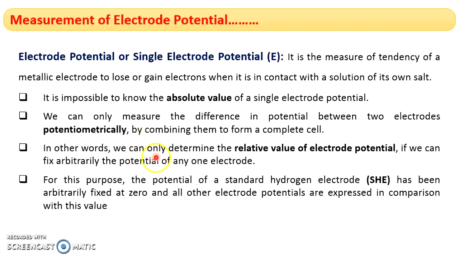In other words, we cannot find out the absolute value, we can only find out the relative value of electrode potential for a given electrode, and that too only when the reference electrode potential is known to us. It must be either fixed at 0 or its value must be known. So in this way we can find out the electrode potential of a given electrode. Commonly used reference electrodes are the standard hydrogen electrode (SHE) or the calomel electrode.